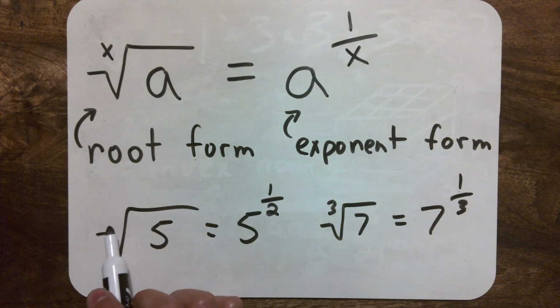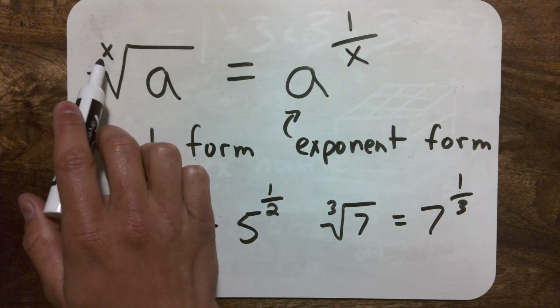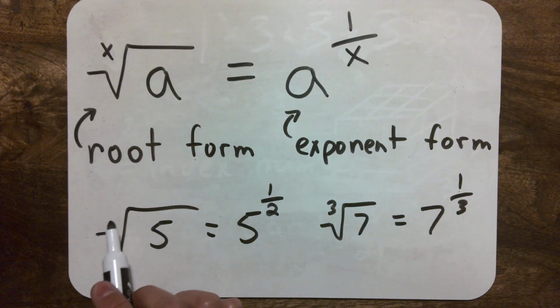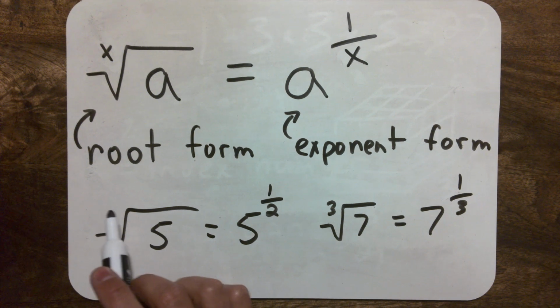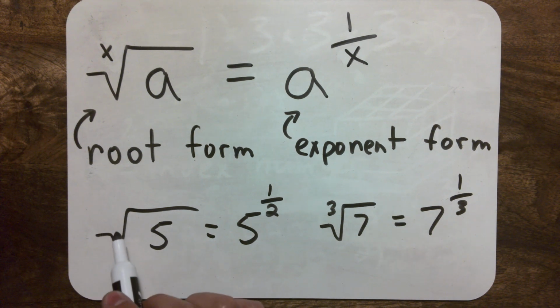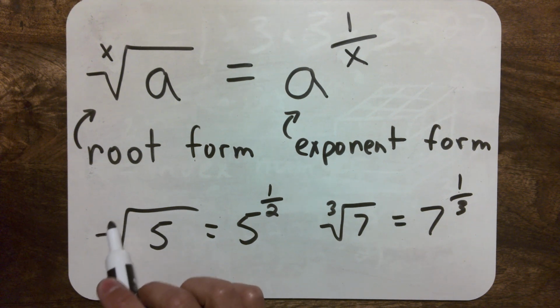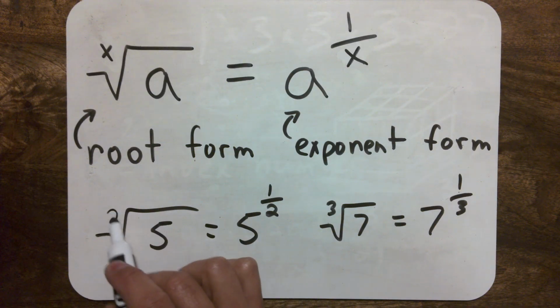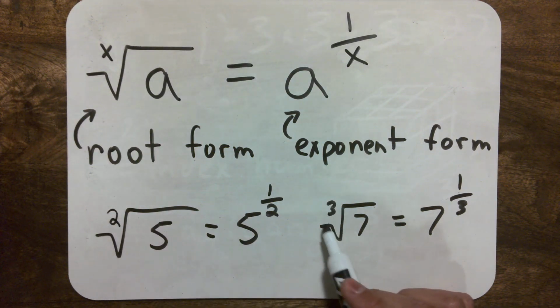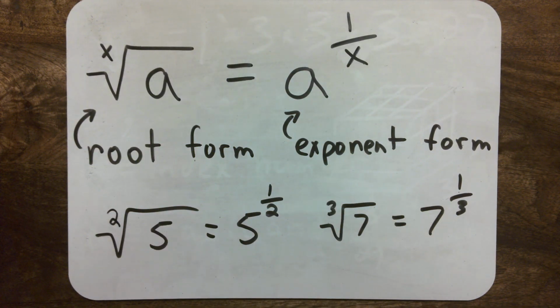So notice, this x, again, that's that index number. We don't generally write the 2 in there if it's the square root. So if this is empty, it's implied that that's a 2. There's kind of an invisible 2 right there. If it's anything else, then we will write that number in there. Okay.